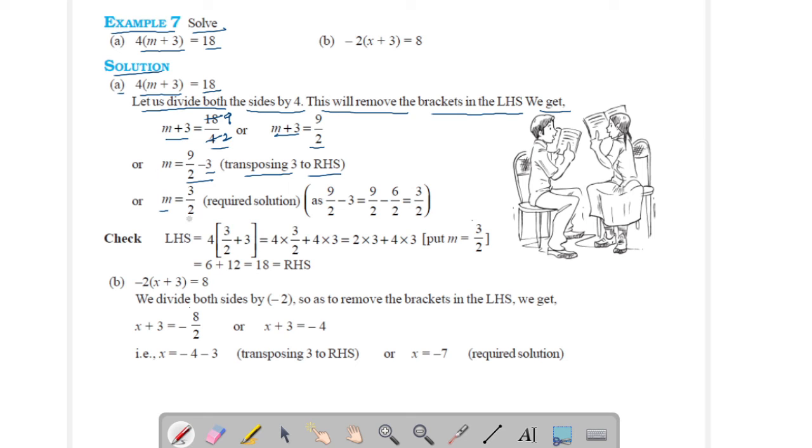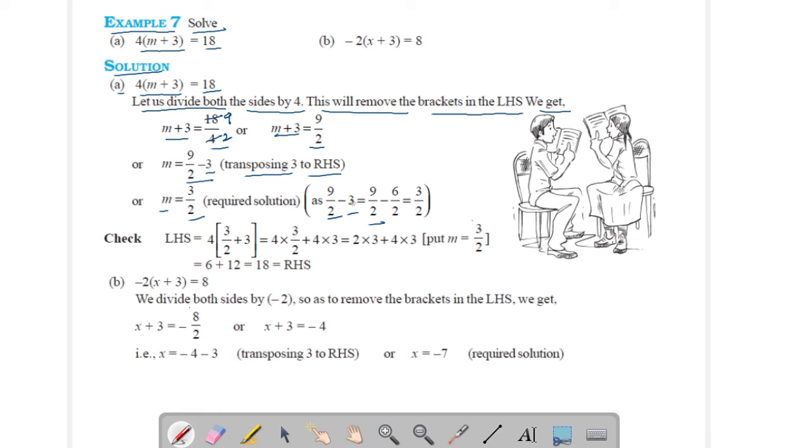How will you get 3 upon 2? See here, 9 upon 2 minus 3. Here take LCM, or make the denominator of 3 as 2. Here multiply 3 by 2 in the numerator and denominator both. You will get 6 upon 2. That is 9 upon 2 minus 3.